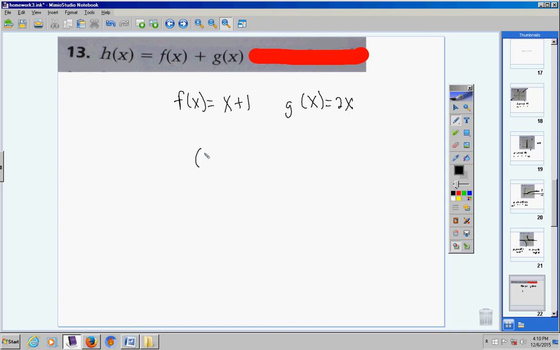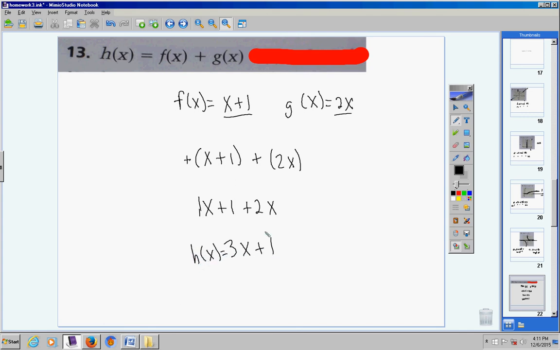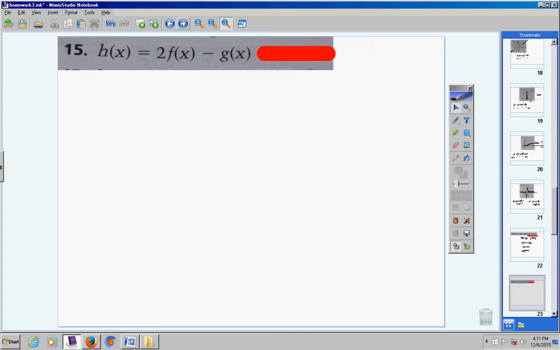So we take our f function, x plus 1 right here, plus our g function, which is this right here. There's a positive sign right here, so drop the parentheses, none of these change. X plus 1 plus 2x, there's a 1 right here. X plus 2x is 3x plus 1, and we're calling that h of x. So h of x equals 3x plus 1. We simply added those two functions together.